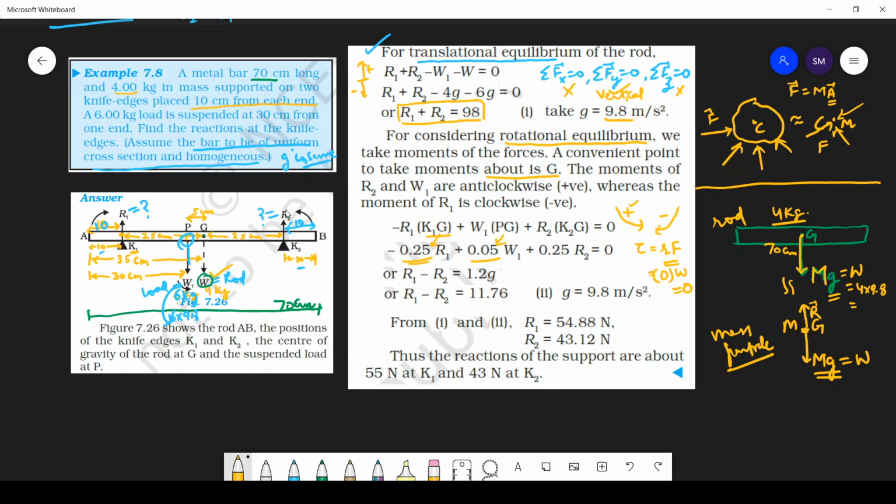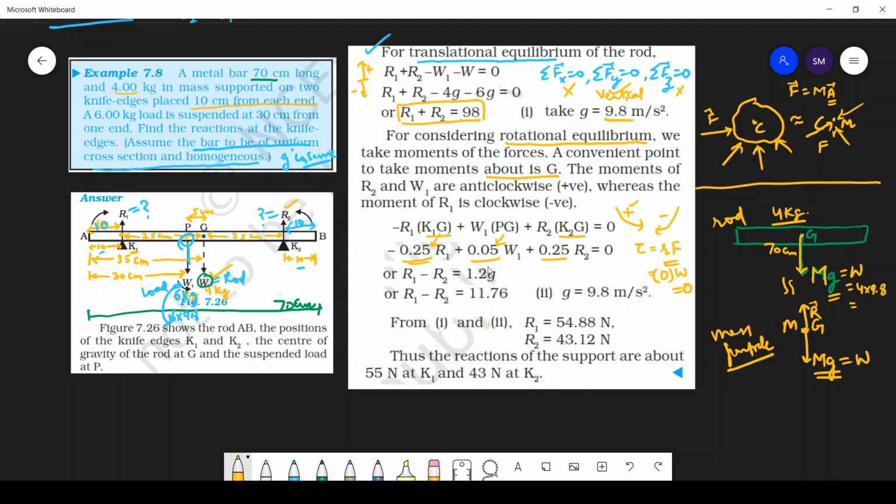Now let us take the moment of R2. So simply, what is the force? R2 into the distance from G. That is 25 centimeters, which in meters is 0.25. So this distance K2G is 25 centimeters. So 0.25 into R2 equals 0.